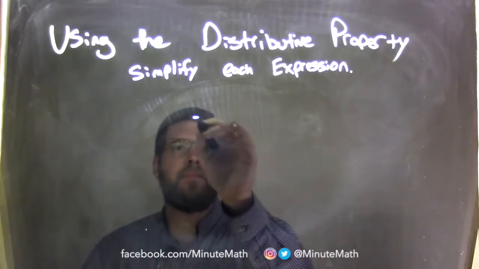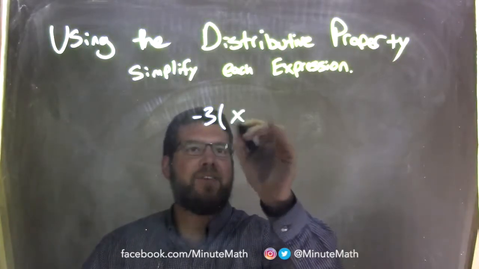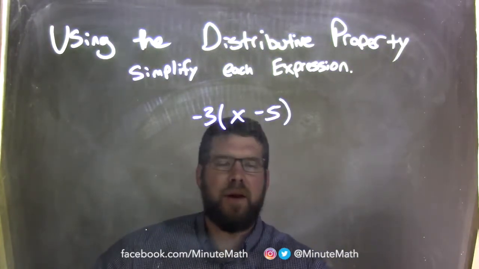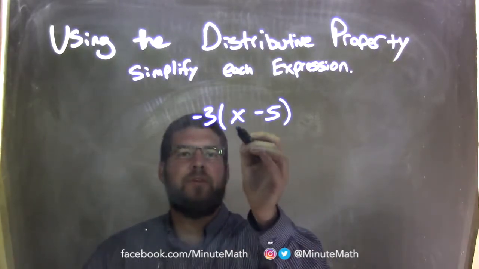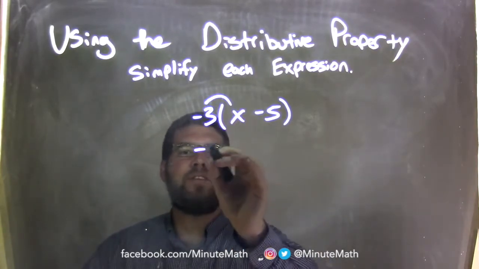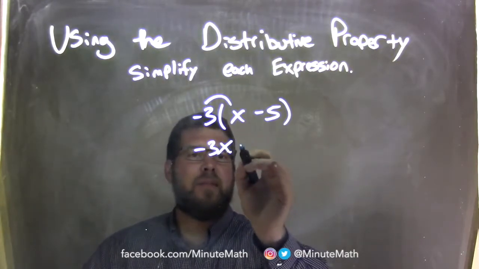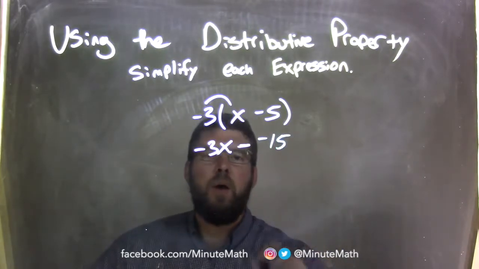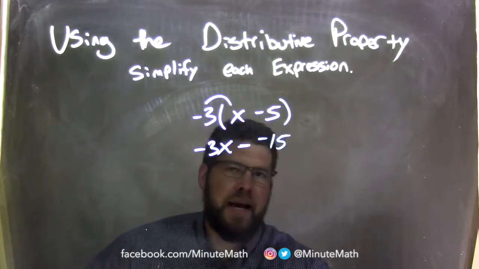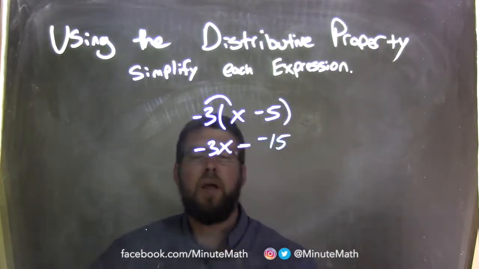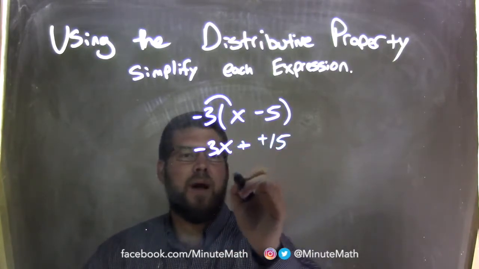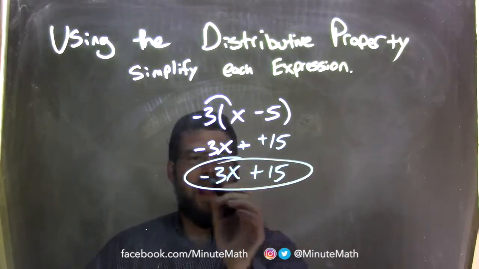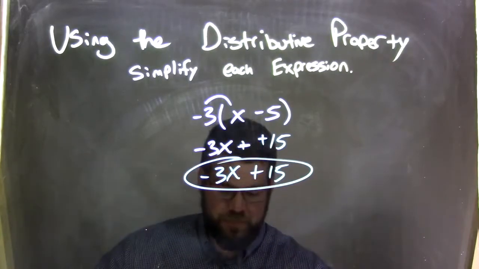Negative 3 times x minus 5. Now I wanted to simplify that. We need to distribute the negative 3 first, multiplication. So negative 3 times x is negative 3x. And then we bring down this minus sign, and negative 3 times 5 is a negative 15. But now I'm subtracting a negative. Well, subtracting a negative is the same thing as adding a positive, and that looks cleaner. So negative 3x plus 15, and that is our final answer. These are not like terms, we cannot combine them.